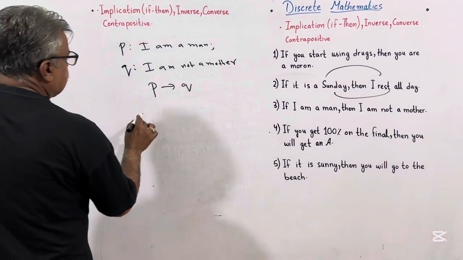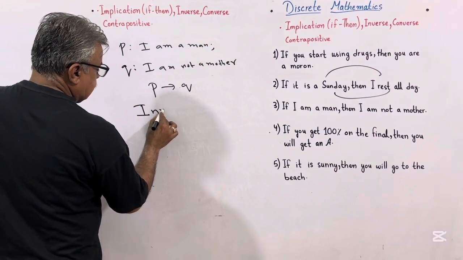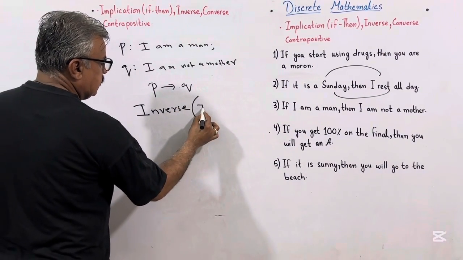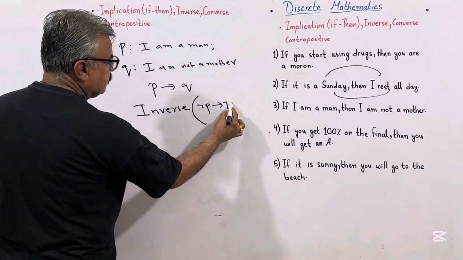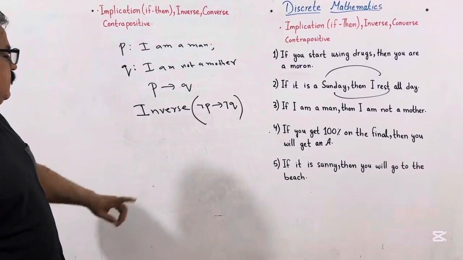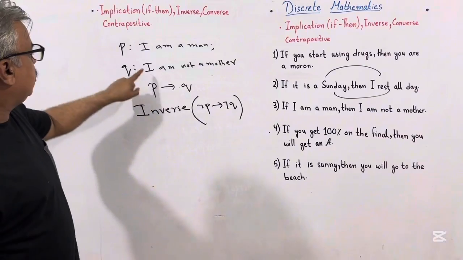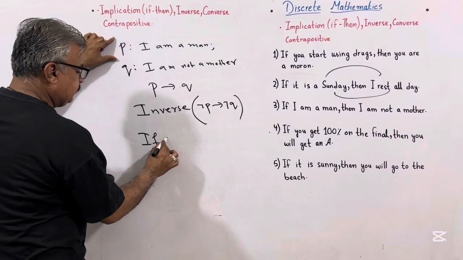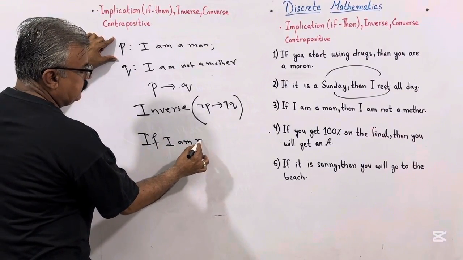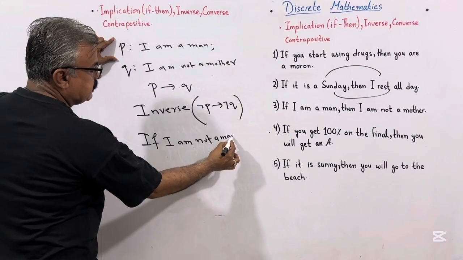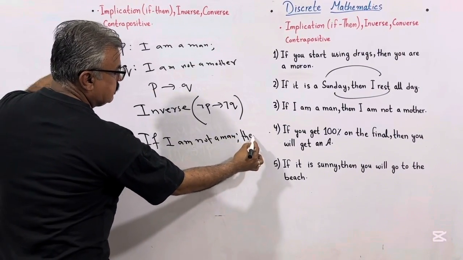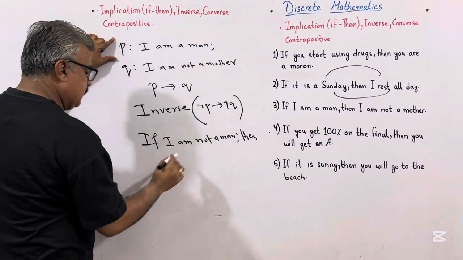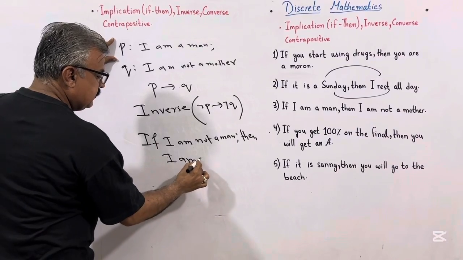Let me write its inverse. The inverse in symbols can be written as negation of P implies negation of Q. P is "I am a man," so its negation means: if I am not a man, then negation of "I am not a mother." The negation of this one is "I am a mother." Then I am a mother.